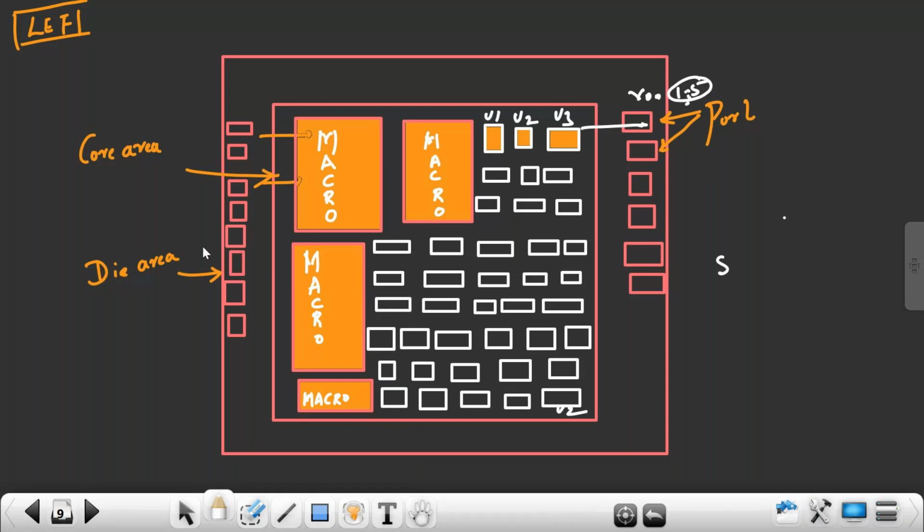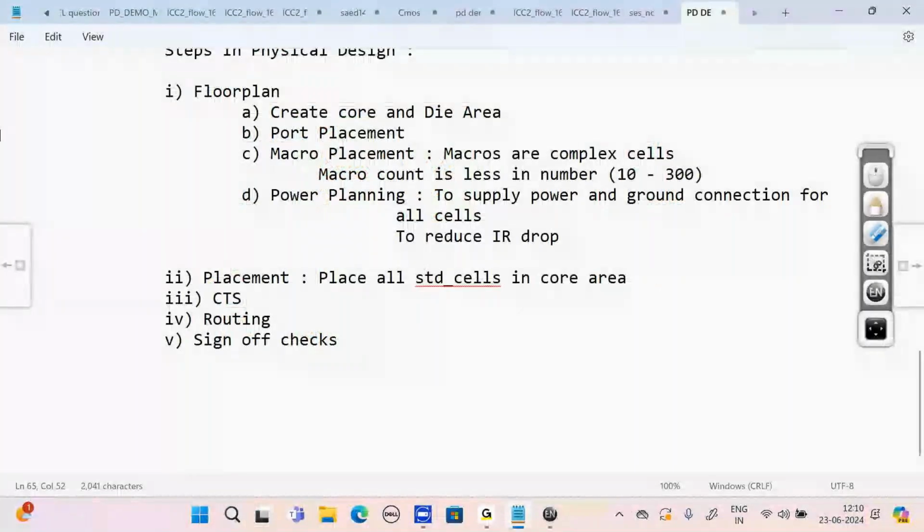Then after that, we have a step called what? CTS, clock tree synthesis. See, we will build the clock tree. Clock tree is built using buffers and inverters.